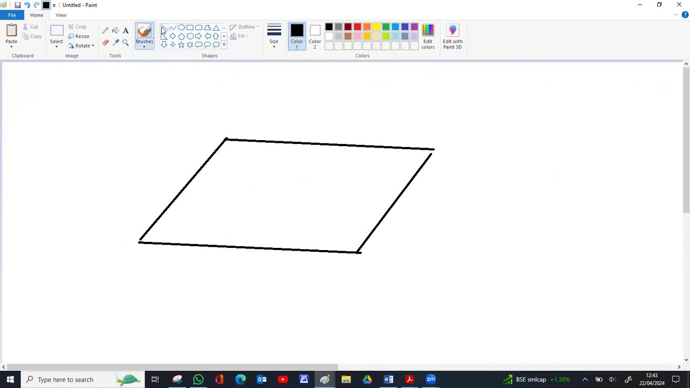So for a conductor, the electric field has to be normal to the surface. That's a rule. If it's not normal, you can resolve this electric field into two components. One component will be parallel to the surface, and one component will be normal to the surface.